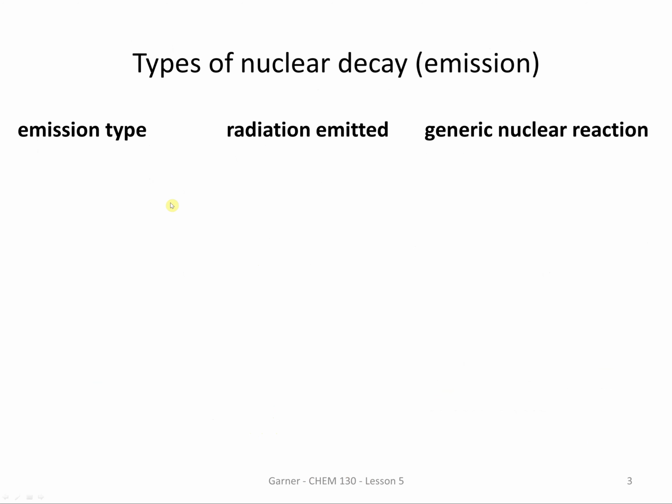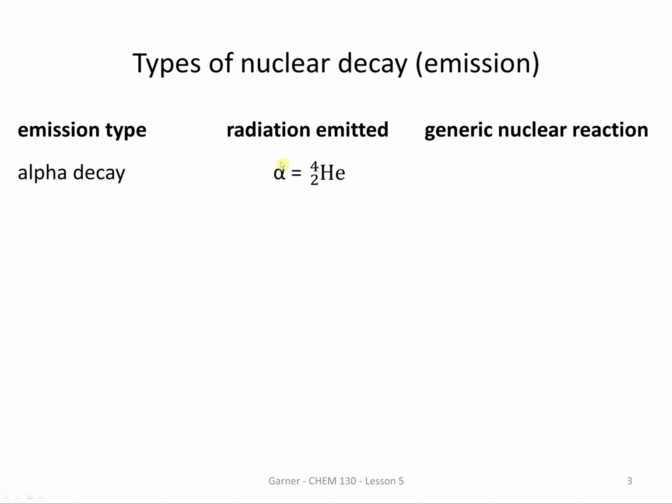On this slide, I want to take a look at several other modes of nuclear decay, and we're going to talk about what happens during each process. The first mode that we're going to look at is alpha decay. During alpha decay, a nucleus emits what's known as an alpha particle.